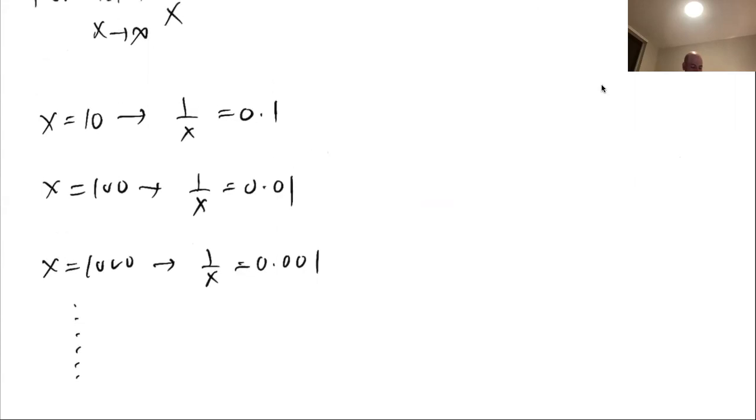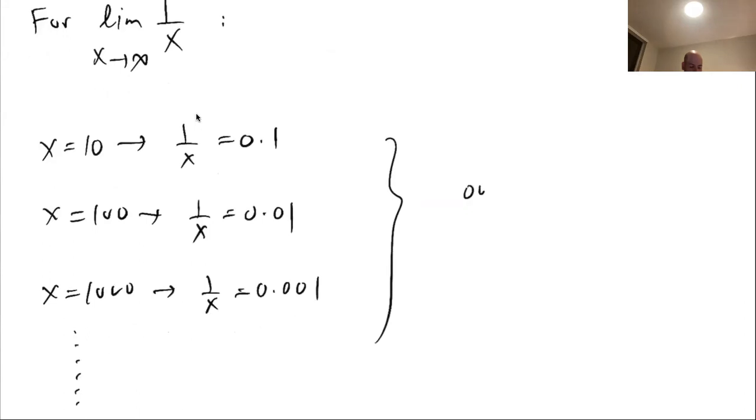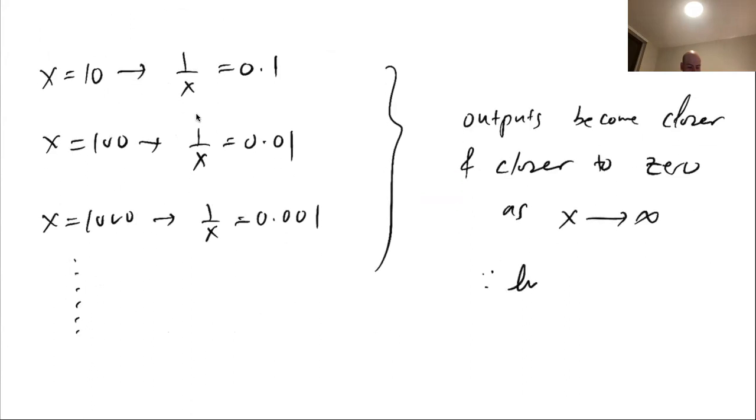Right? So as the inputs x become larger and larger, the outputs become smaller and smaller, and they become closer and closer to 0. So the outputs become closer and closer to 0 as x goes to infinity. So we can say that limit 1 over x as x goes to infinity is equal to 0.